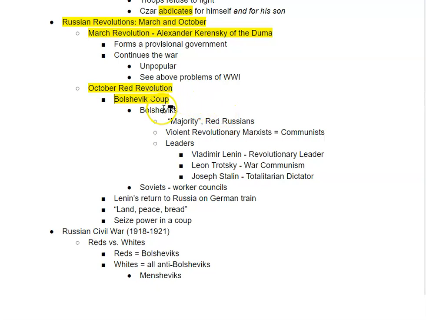Who are the Bolsheviks? Bolshevik, a name chosen by their leader, Vladimir Lenin. The term literally means majority. The Bolsheviks are also known as the Red Russians.